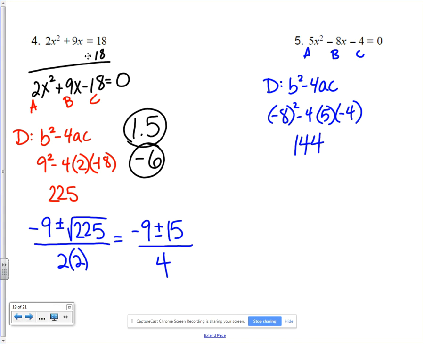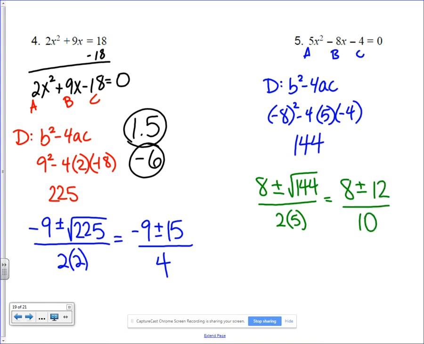What's the b right now? So you're going to make it positive 8 plus or minus the square root of all over 2 times. Good. So, William, you told me the square root of 144 was 12. And how about in the denominator? 10. All right, grab that calculator. 8 plus 12, 20 divided by 10. Good. 8 minus 12 divided by 10.